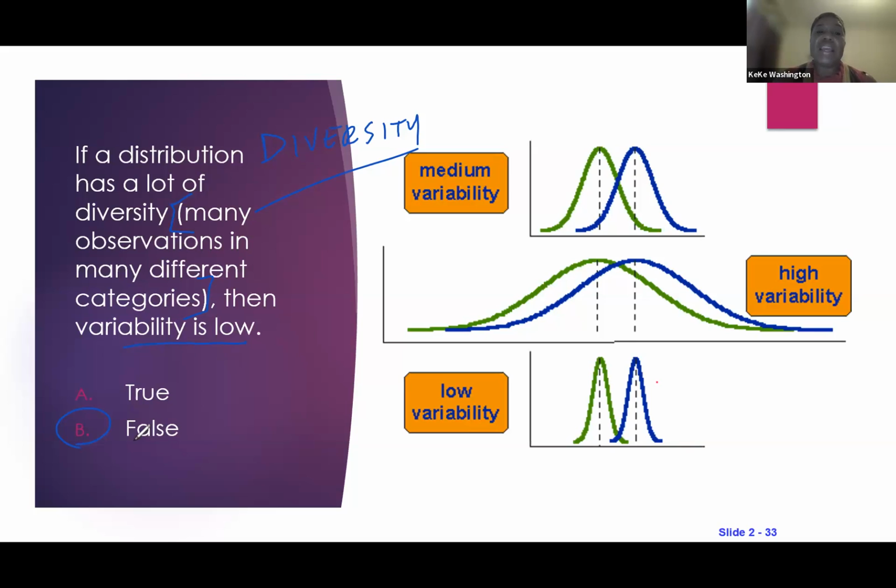Okay. If I have a lot of categories, but most of my data lies within one or two categories, then that means my spread or my variation is low. Okay, so mode and spread is the way you're going to summarize categorical variables.